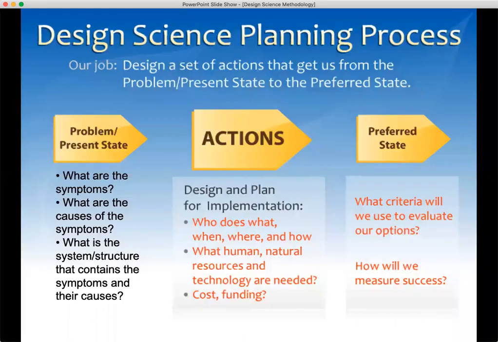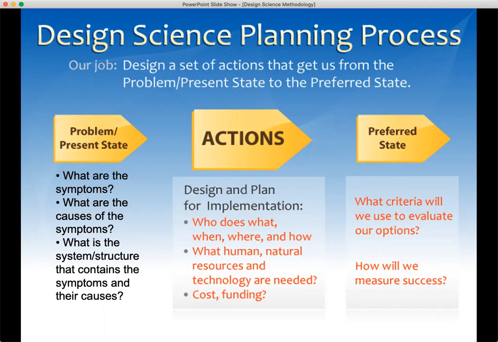All right, an overview of the design science planning process. It gives us a set of tools for changing the world, assuming that we see our job as developing a set of actions that get us from the problem, the present state, to the preferred state. The overview of this is just, okay, what's the problem? What are its symptoms? What are the causes of those symptoms? What is the system or the structure that contains those symptoms and causes?